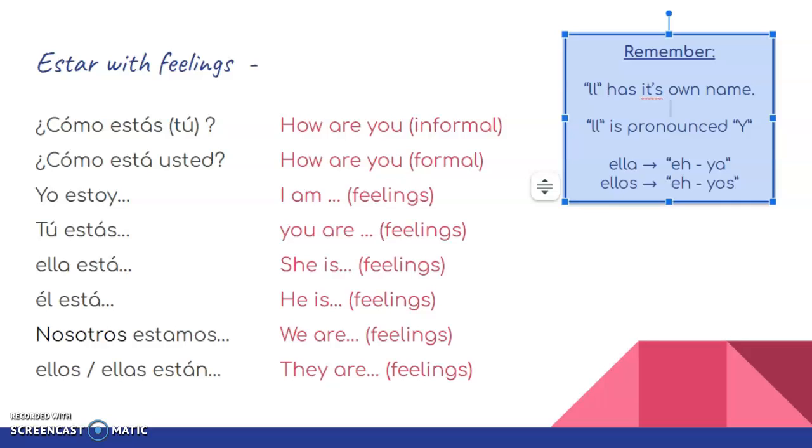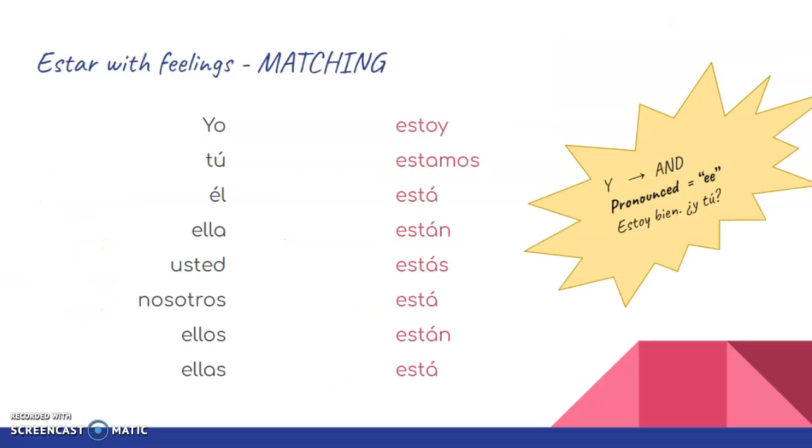All right, let's practice matching our form of estar, I am, you are, he, she is, to the correct person. Yo, tú, I, you, él, ella, and usted, he, she, and that formal kind of you, nosotros, and ellos, and ellas, and then they, we and they.